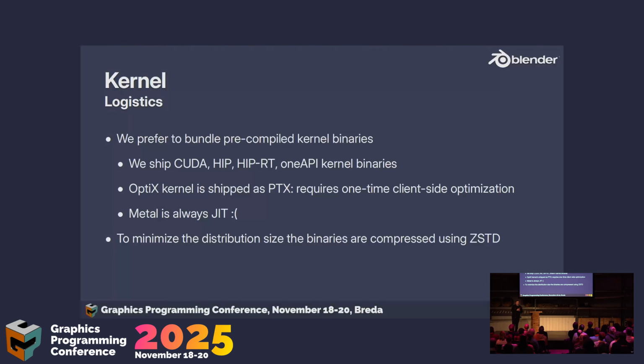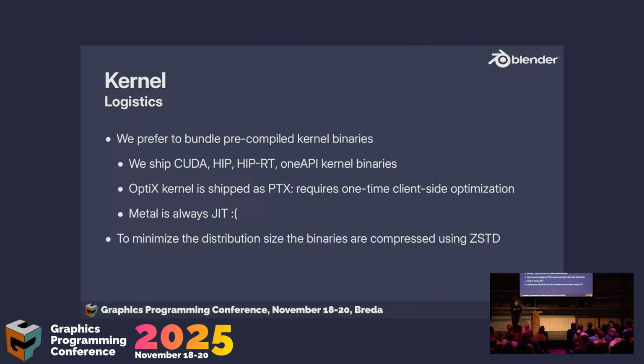So the way we distribute Blender, and well, we don't really distribute Cycles, it comes with Blender. So the way we distribute Cycles is we actually prefer to precompile GPU kernels for all the active GPU architectures, which we do for CUDA, HIP, HIP RT, and oneAPI. So it's quite a few kernels we ship. For the OptiX hardware ray tracing, we ship PTX, which does require one-time optimization on the client machine. For Metal, unfortunately, it's always just in time. So we also ship the code so Metal can compile it.